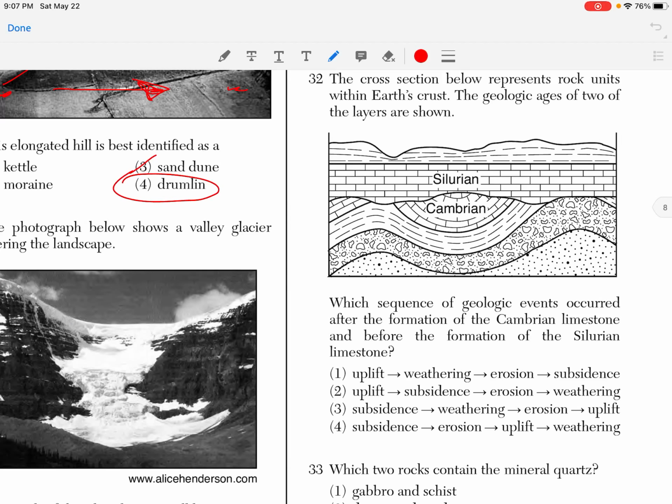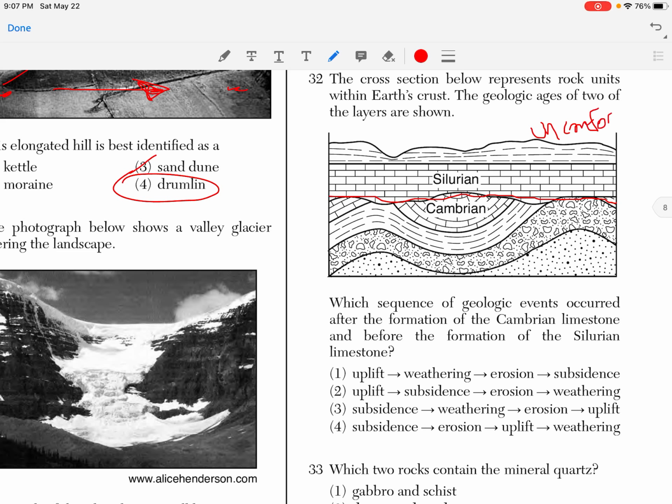All right, question number 32. This was a real challenging one. I remember staring at this question for a good long time, trying to figure out the proper sequence of events that occurred between what's called the Cambrian limestone and the Silurian limestone. So specifically, we're really looking at this line, this wiggly line right here. And if you guys remember, that's called an unconformity. It's a gap in geologic time.